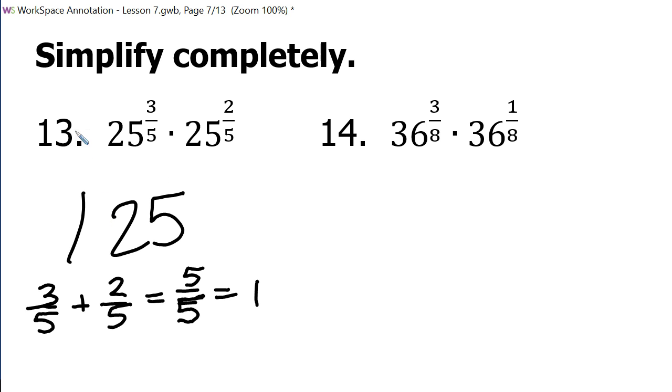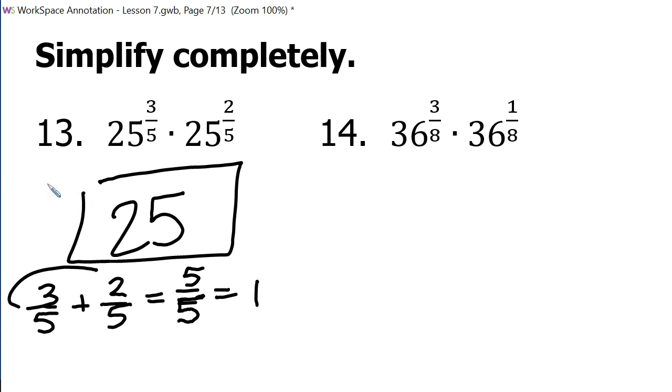Why is there a 5 at the bottom? Because when you are adding fractions and you have a common denominator, the denominator stays the same. The only thing that changes is the numerator. What if it's not common? Then you'd have to get a common denominator. But for us, these will have common denominators.